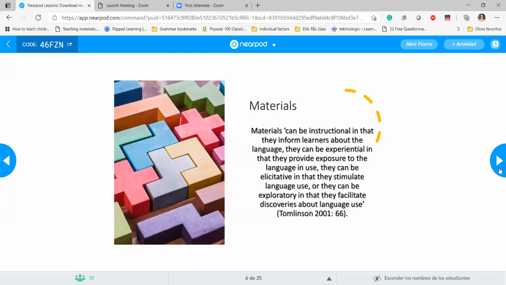So materials can be instructional, in that they inform learners about the language. That would be like a book, a handout, anything that informs the students. Also, they can be experiential, in that they provide exposure to the language, like a video or an audio recording. Also, they can be elicitative, in that they stimulate language use, like cards.